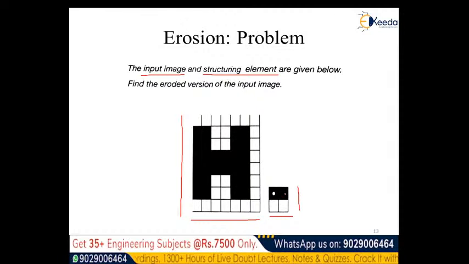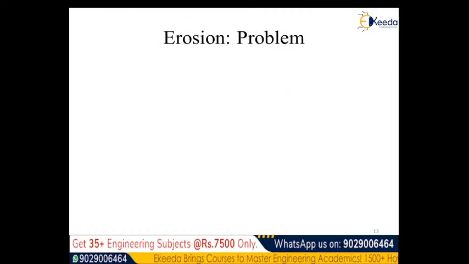2 by 2 here. So here we have two rows and two columns, and you see the white dot. The white dot is just representing the center or the origin of this structuring element while we match it onto the image plane here. So what we need to do is find the eroded version of the input image. So let us have the solution to this particular question stepwise.